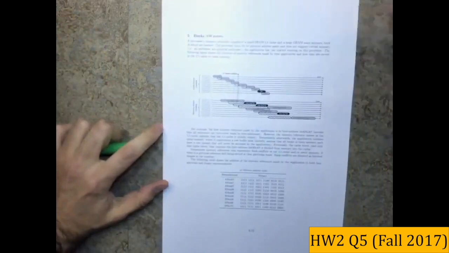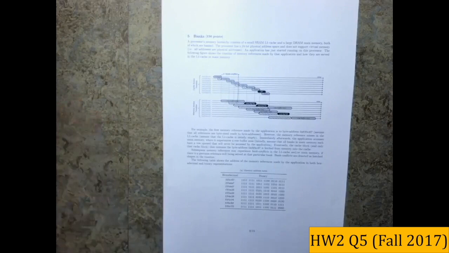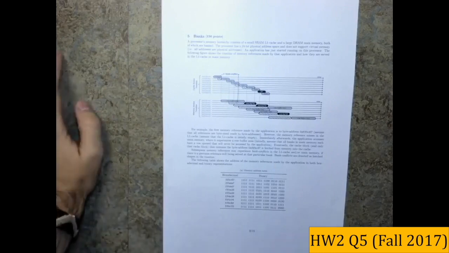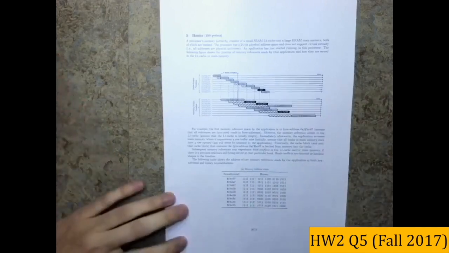The processor has a 24-bit physical address space and does not support virtual memory, meaning that all the addresses are physical addresses. An application has just started running on this processor. The following figure shows the timeline of memory references made by that application and how they are served in the L1 cache or main memory.